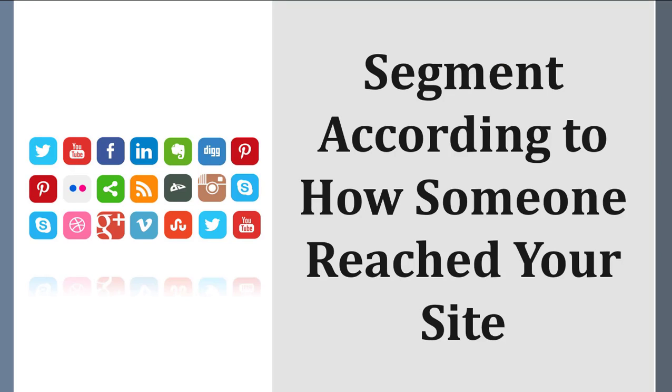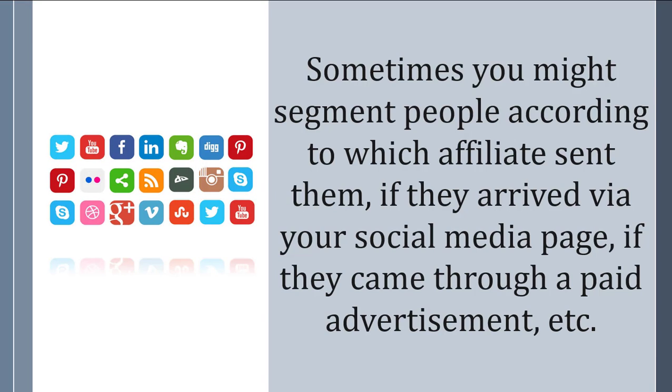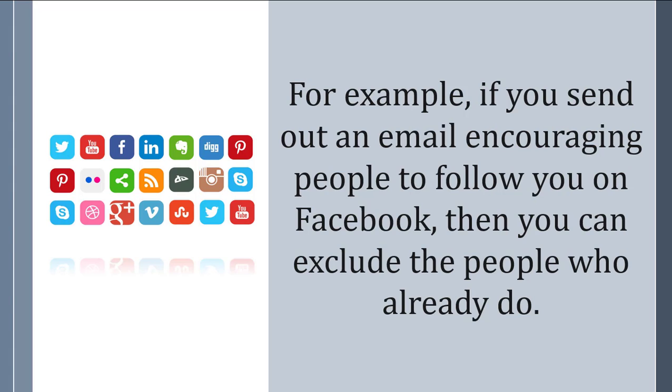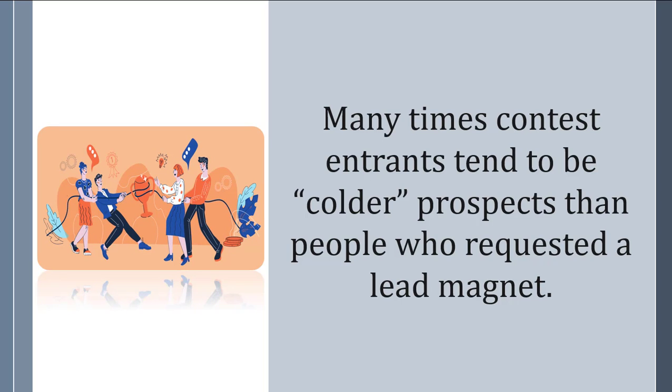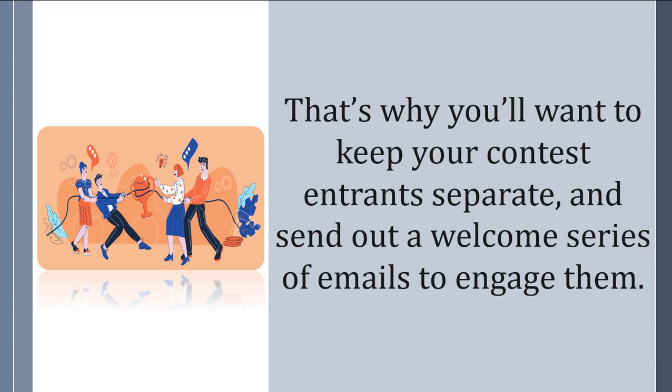Segment according to how someone reached your site. Sometimes you might segment people according to which affiliates sent them, if they arrived via your social media page, if they came through a paid advertisement, etc. For example, if you send out an email encouraging people to follow you on Facebook, then you can exclude the people who already do. Segment contest entrants. Many times contest entrants tend to be colder prospects than people who requested a lead magnet. That's why you'll want to keep your contest entrants separate and send out a welcome series of emails to engage them.